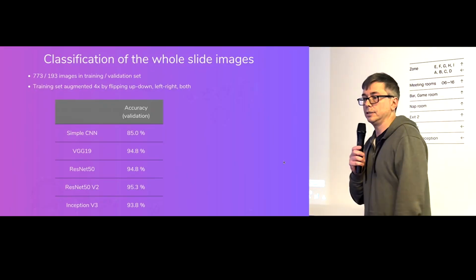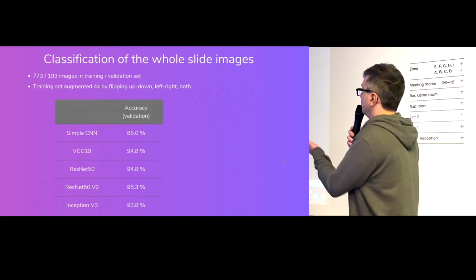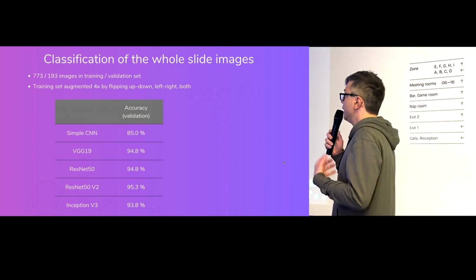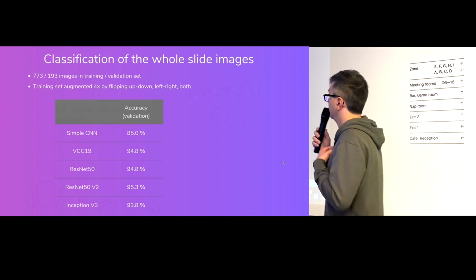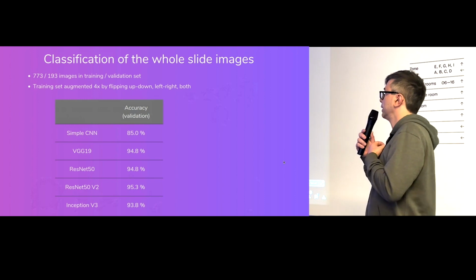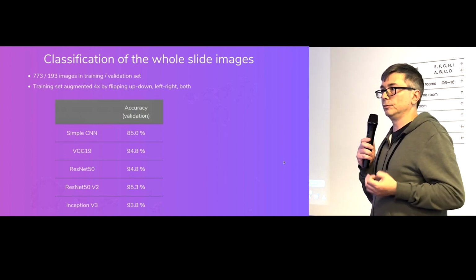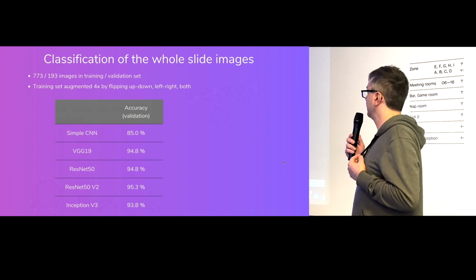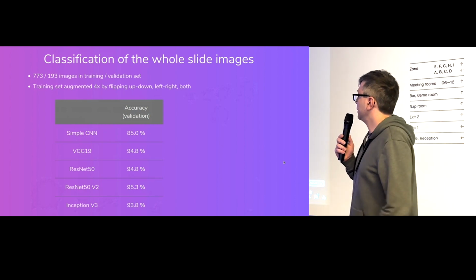For the classification of the whole slide images, we divided the dataset into a training set and a validation set, and we also augmented the training set because the images were not so many. We have 773 images in the training set. At the beginning, we built a simple convolutional neural network as a baseline, based on 4 convolutional layers.